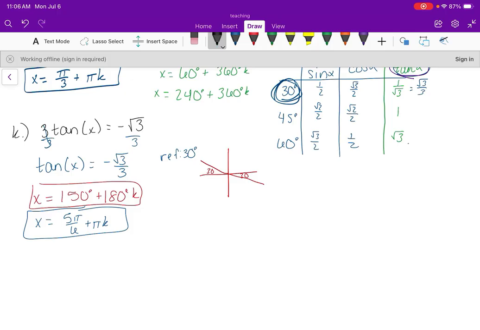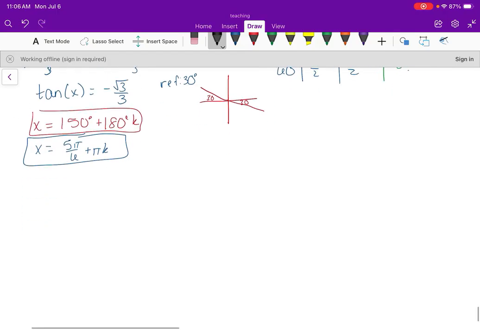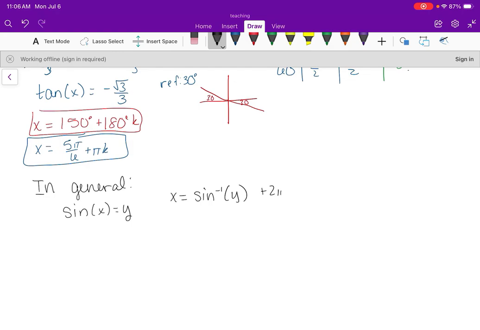So in general, let's talk about the general forms. If you want to solve something that is sine x equals some value, your angle answers are sine inverse plus 2 pi k and pi minus sine inverse plus 2 pi k.